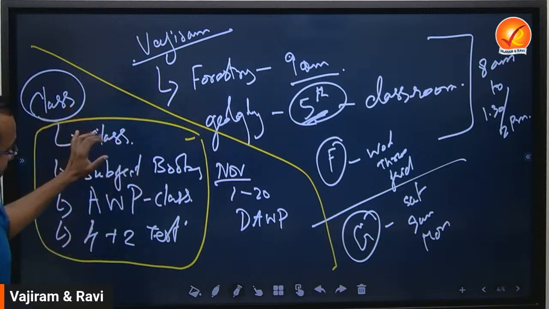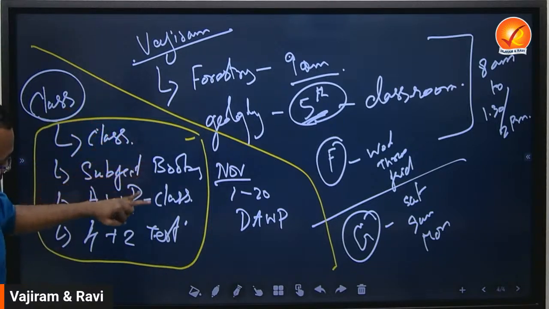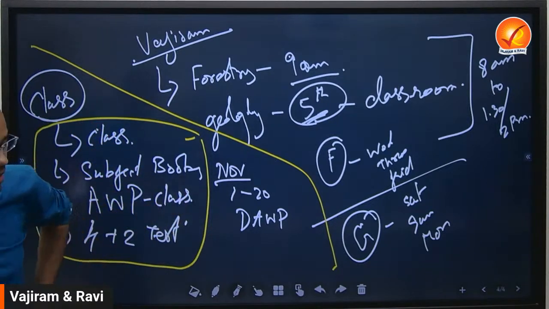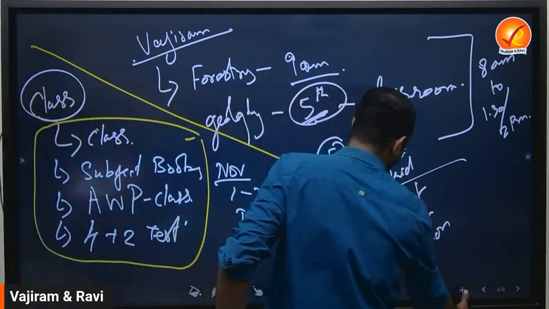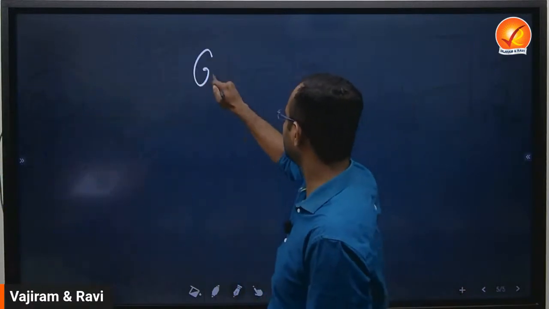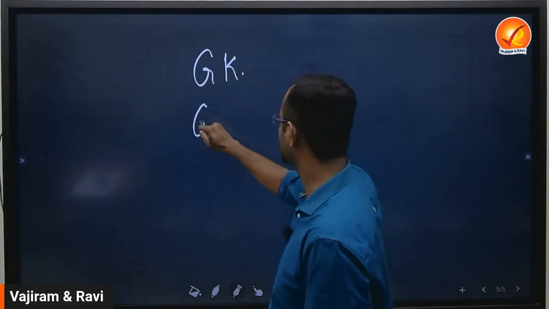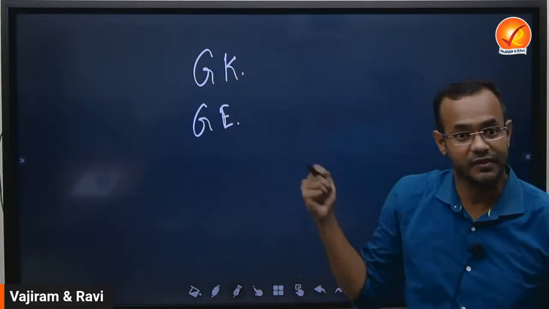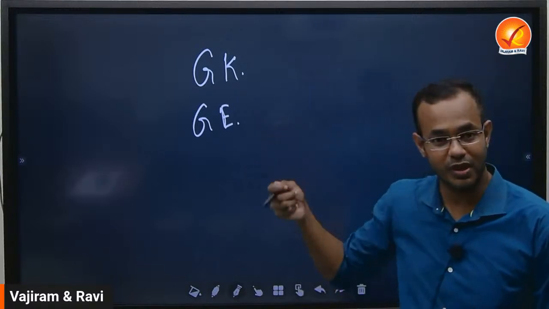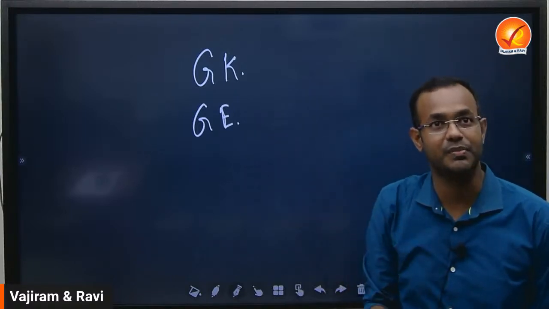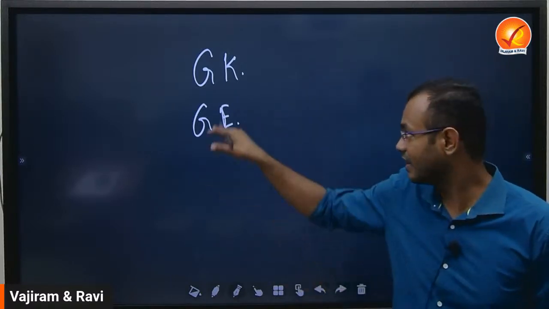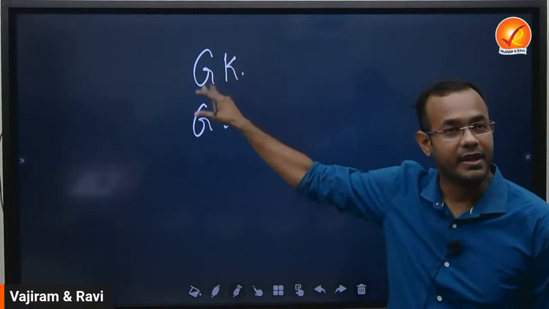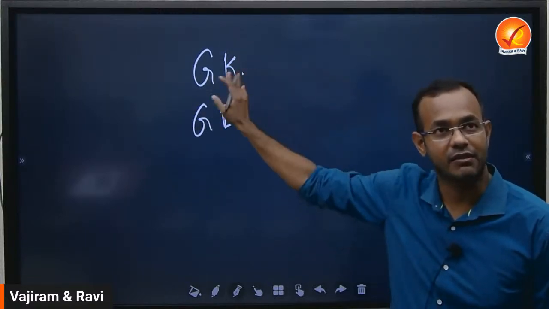So all this will be covered: class, subject books, answer writing practice, 4 plus 2 test, and daily answer writing practice. Apart from that, Vajiram will also provide one general knowledge test and one general English test in the month of November for the benefit of the students. Before going into the UPSC, you will write one general knowledge paper and one general English paper. That is available for all, whether a classroom student or a test batch student.